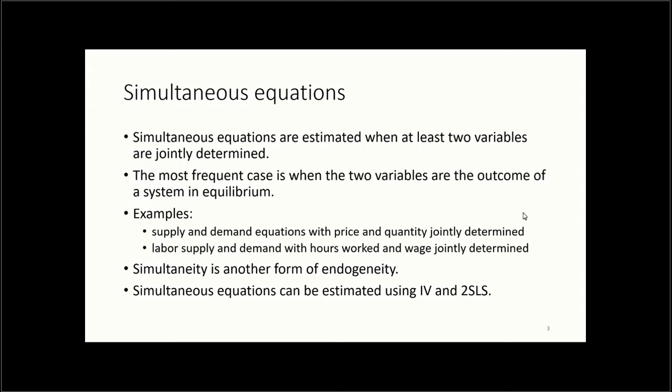So simultaneity is another form of endogeneity, and as we know, endogeneity would produce biased and inconsistent coefficients, and therefore we need to make corrections for it. So simultaneous equations can be estimated using instrumental variables and two-stage least squares to correct for this simultaneity bias or endogeneity bias.